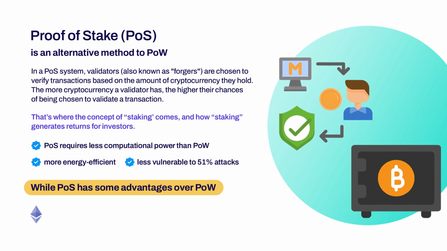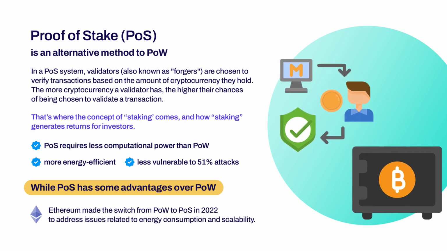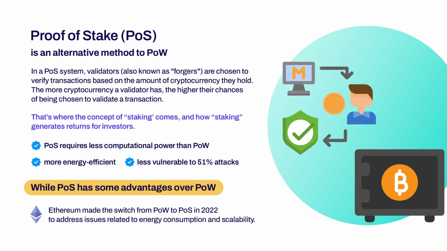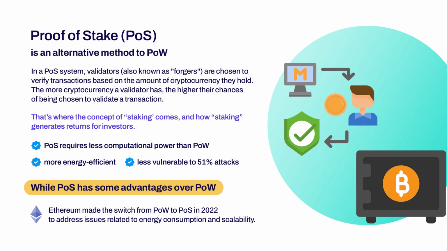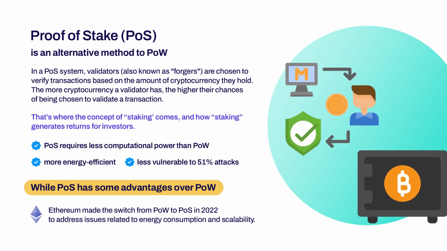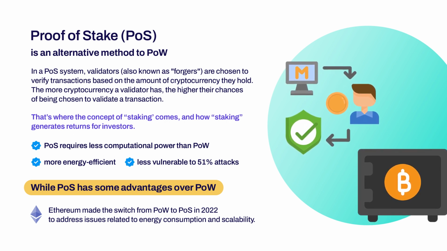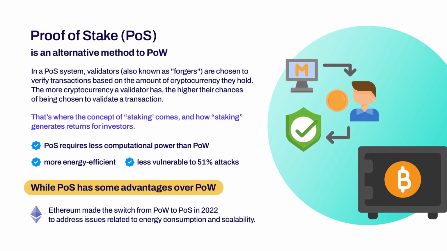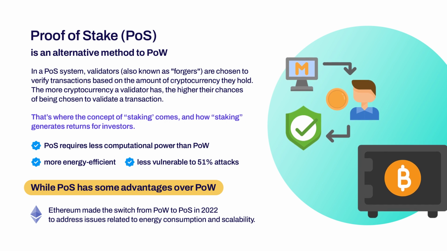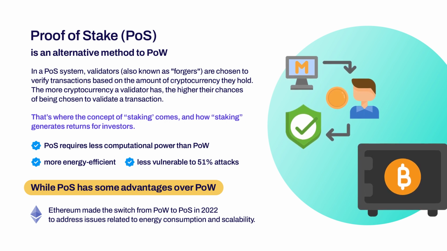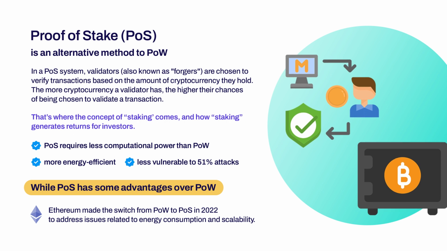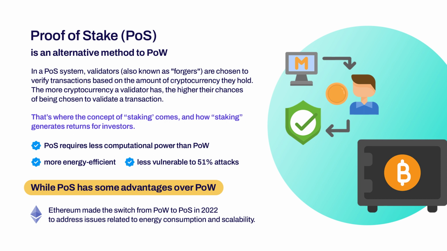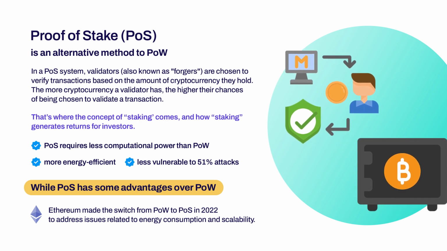network. For example, Ethereum made the switch from POW to POS in 2022 to address issues related to energy consumption and scalability. While it's a step in the right direction, it's not without its challenges. One of the biggest concerns is the potential for cartels or collusion among large stakeholders. Validators may band together to manipulate the network, leading to bad outcomes. This could result in a less decentralized network and pose a threat to Ethereum's core principles.